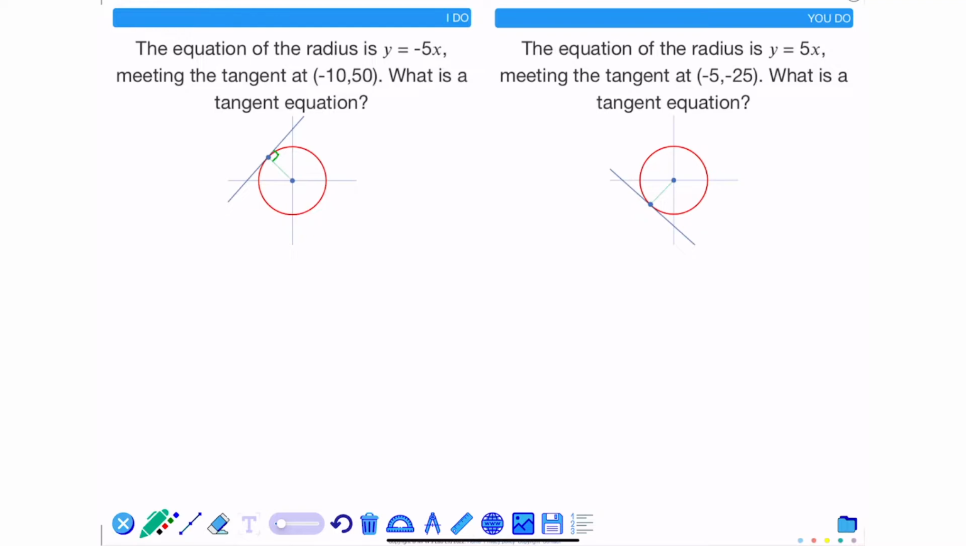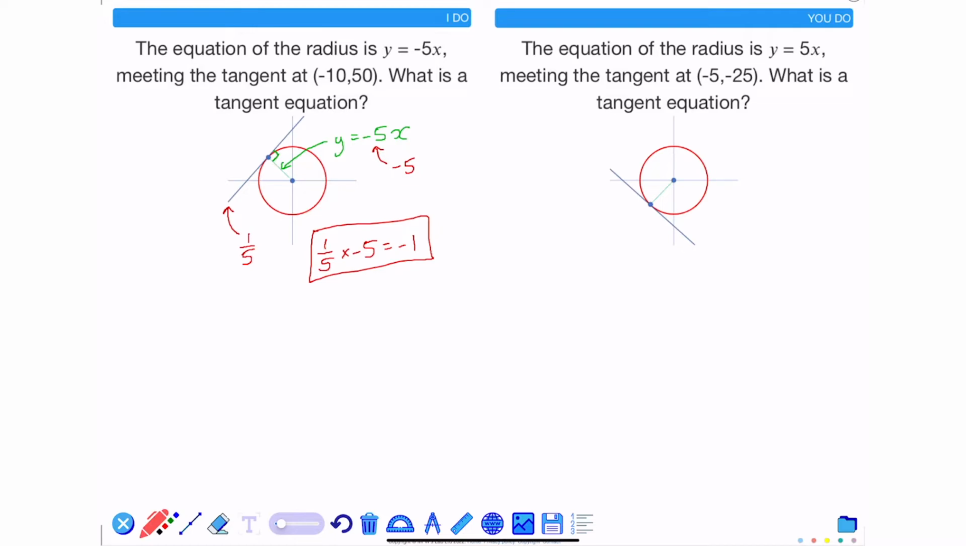So if we know the equation of our radius is y = -5x, we can see that the radius has a gradient of -5. Knowing this, we can now work out the gradient of our perpendicular line. The perpendicular gradient to -5 will be 1/5, simply because we learnt that 1/5 times -5 is equal to -1, a key product for having two perpendicular gradients.